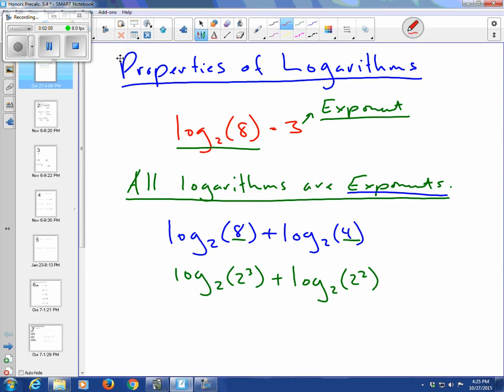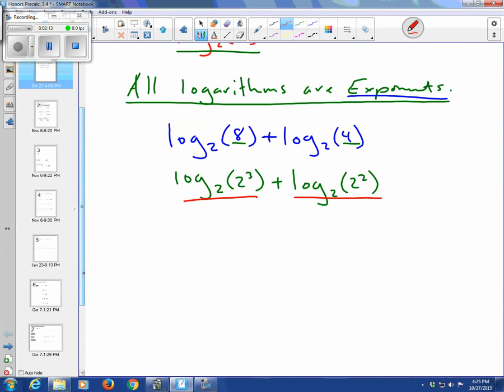Now we can see that this addition of exponents will translate to a multiplication of the two bases raised to the powers inside the logarithms if we condense into one logarithm. So log base 2 of 2 to the third plus log base 2 of 2 squared is equivalent to log base 2 of 2 to the third times 2 squared, right? This would give us log base 2 of 2 to the fifth power.